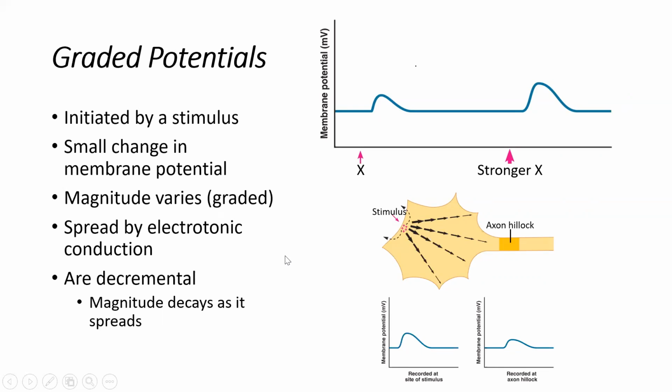And then it is decremental, which means that as it travels, it loses its magnitude, or it pretty much dissipates as it travels further away from the site of the stimulus. So we can see here, this is where that stimulus was first appreciated. And then as we move further away from that site of the stimulus, it kind of decrementally decreases in terms of the amplitude, or dissipates.